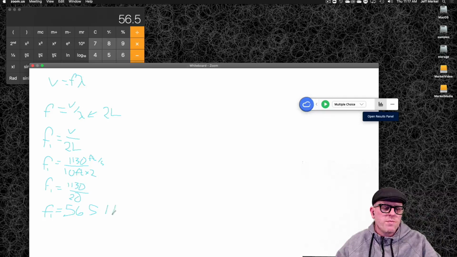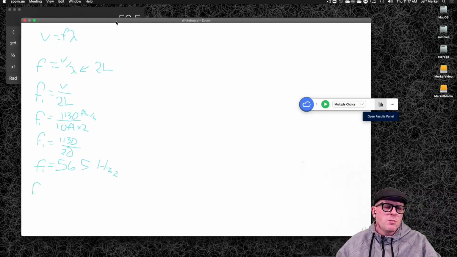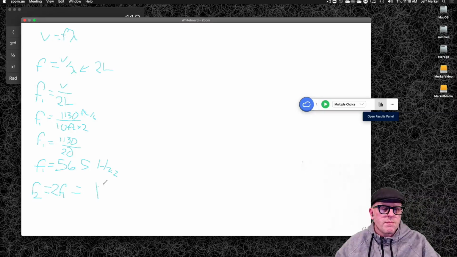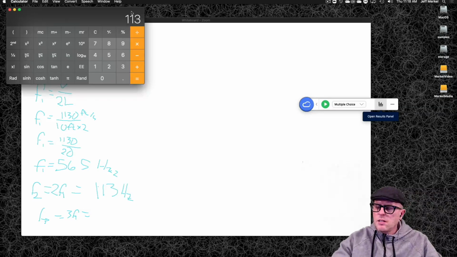56.5 hertz. So F2, I don't know why it's blue, but F2 equals 2 times F1, equals 2 times 56.5, 113. And then F3 equals 3 times F1. Yes, divided by 2.